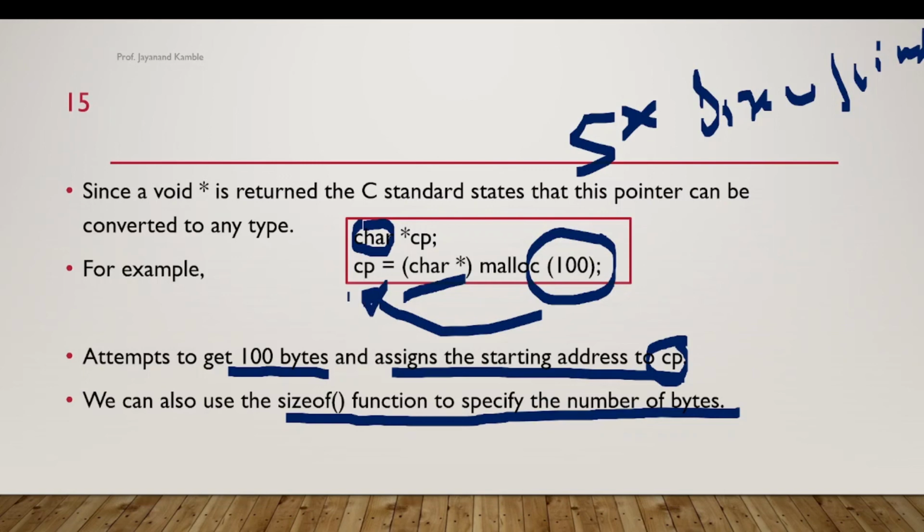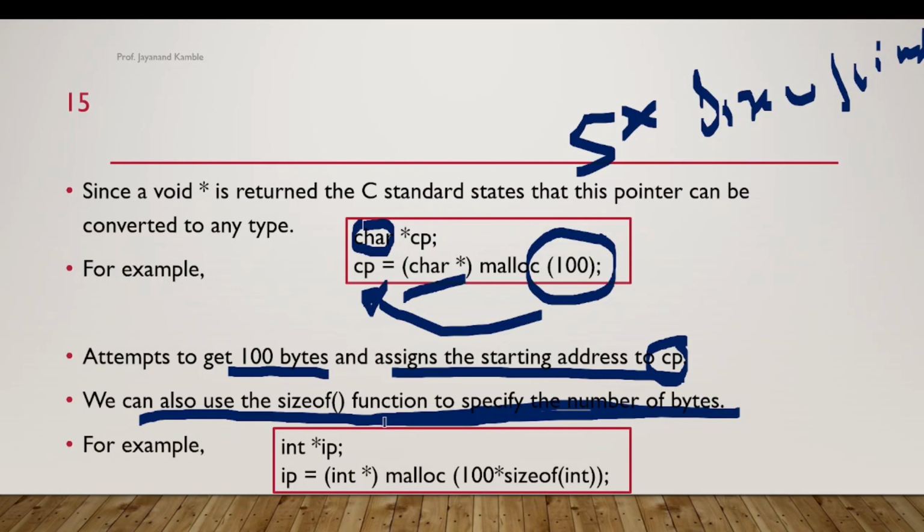This is allocated to the integer pointer or character pointer. If it is a character pointer, then sizeof char is 1 byte. So 1 into 5, 5 blocks will get allocated. If it is integer, then 10 blocks will get allocated. So we can also use the sizeof function to specify the number of bytes.